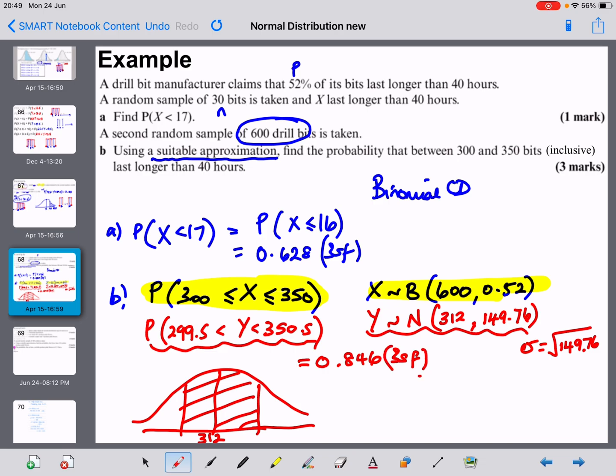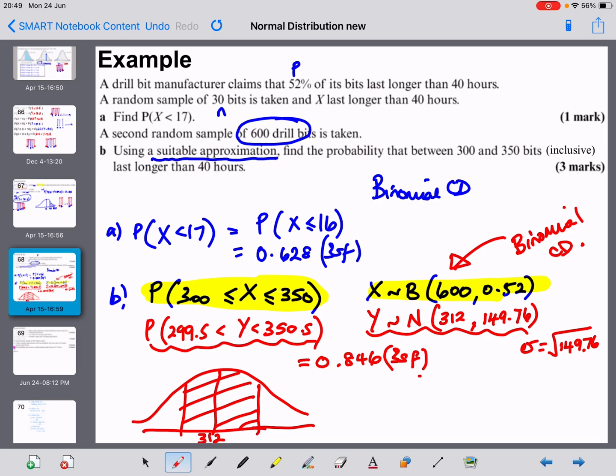Okay, if you actually work this out using the binomial CD function, so the bit that I've highlighted, it should be almost identical, because N is so large and P is so close to 0.5 that I should imagine you'll get 0.846 to 3 sig figs.